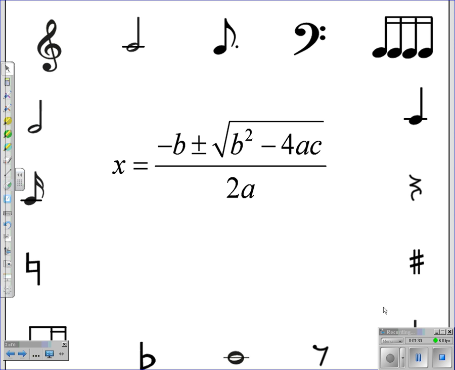Let's sing it together. X equals negative b plus or minus the square root of b squared minus 4ac all over 2a.